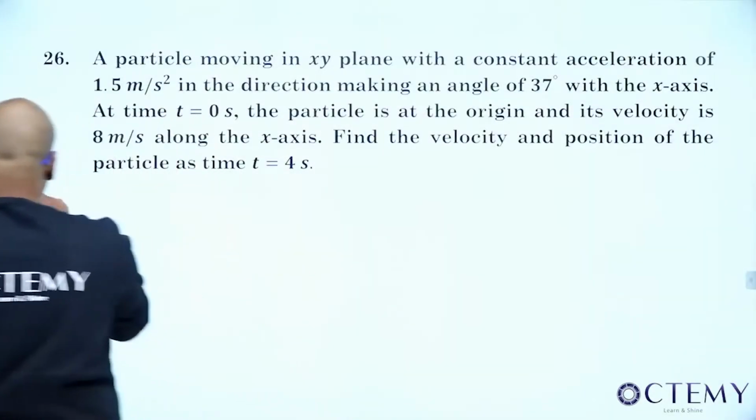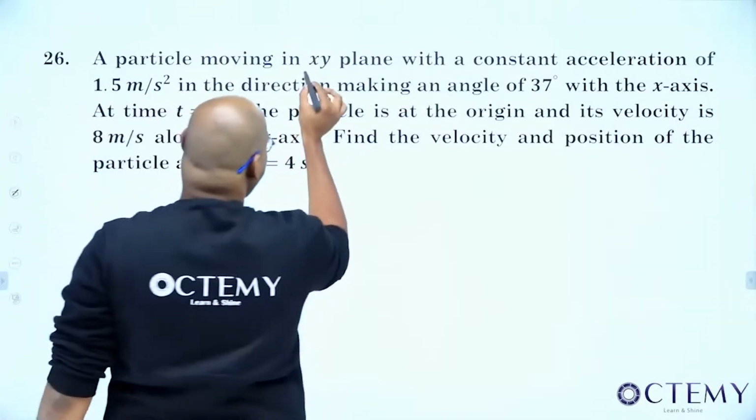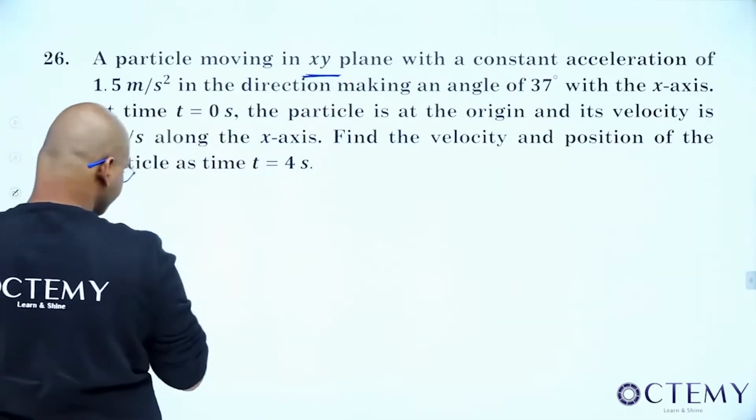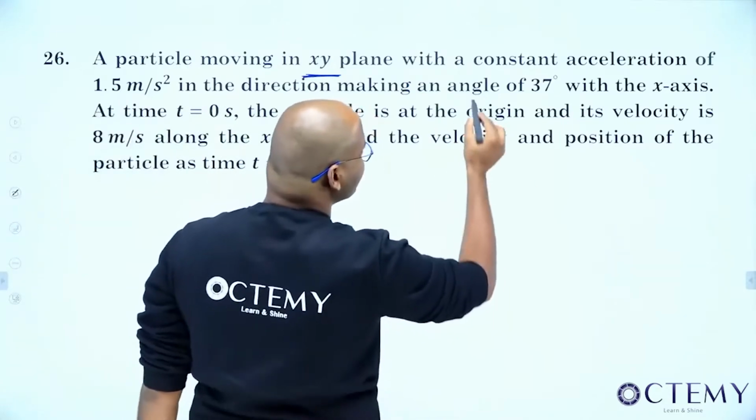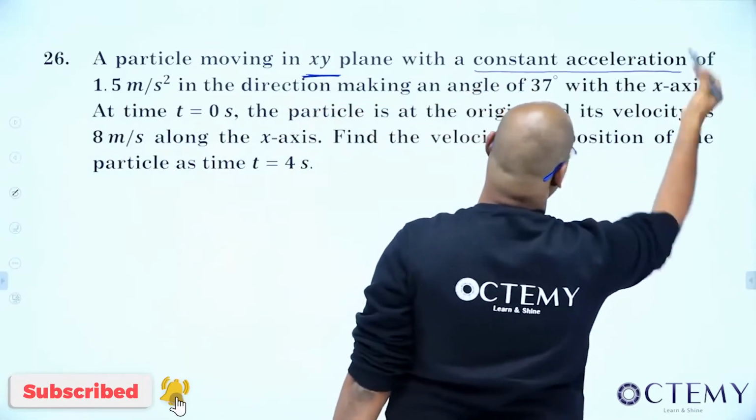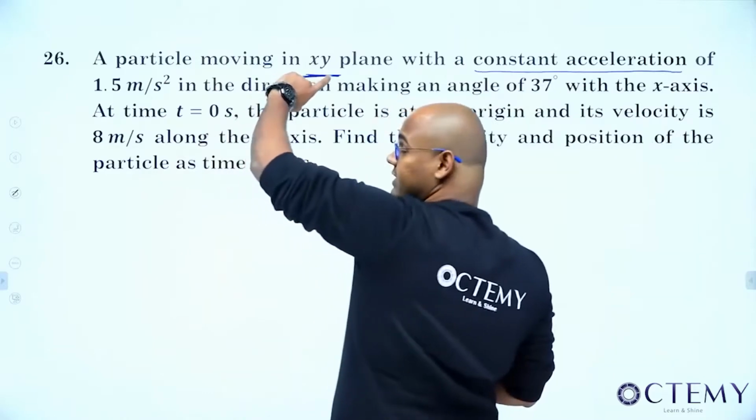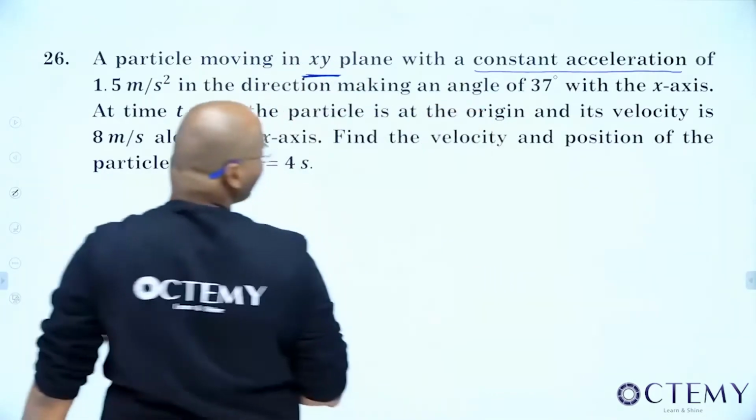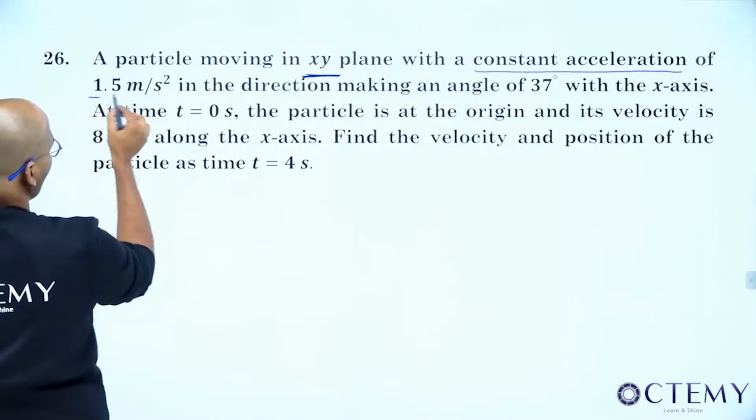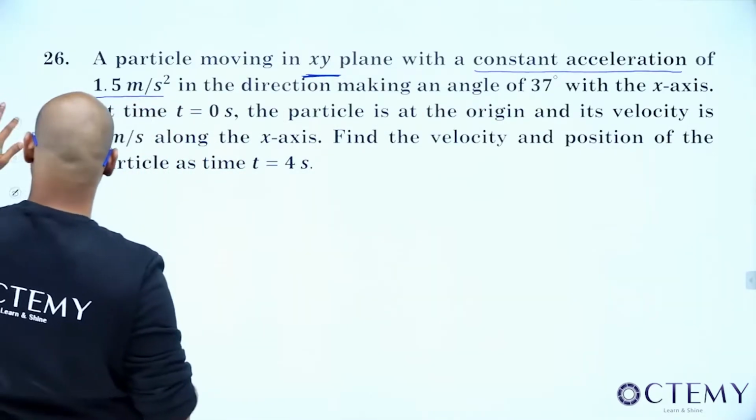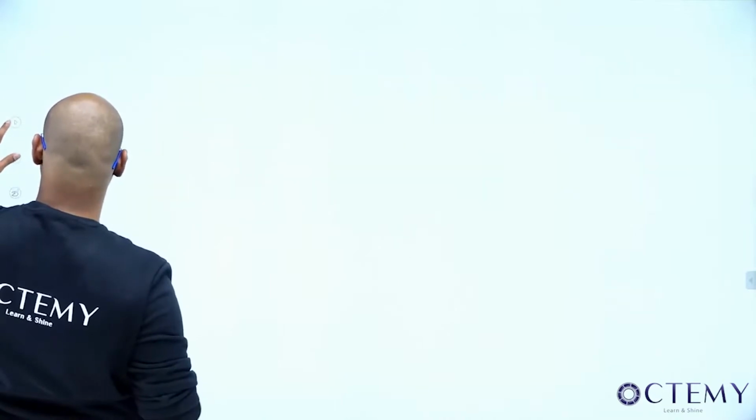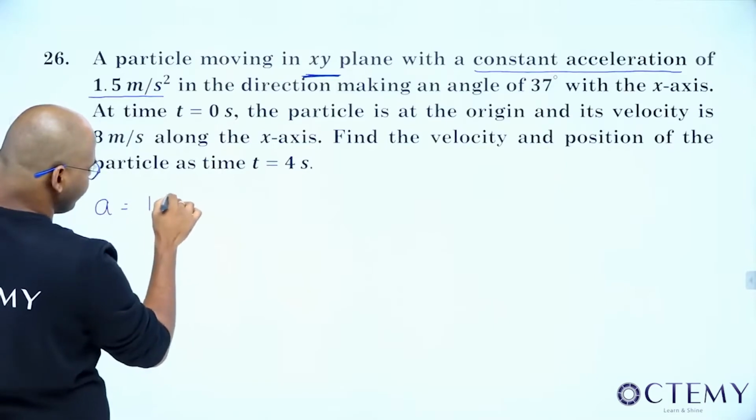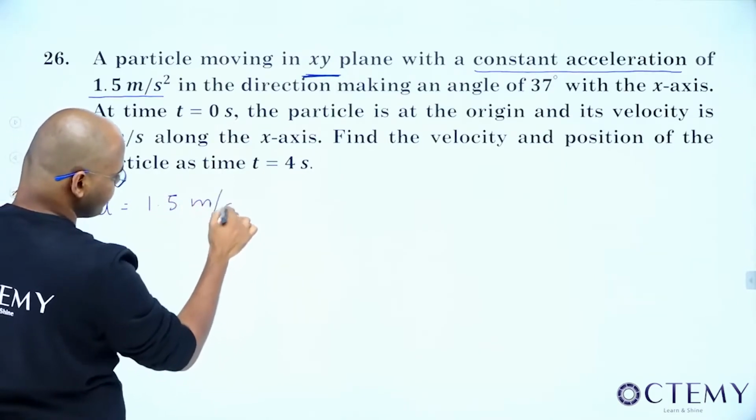A particle moving in the XY plane with a constant acceleration. See, no more is it along the x-axis, a straight line, rectilinear. He told us it is in an XY plane with a constant acceleration of 1.5 meter per second square. So acceleration is 1.5, and it is a constant. Very good. What's the meaning of this constant?